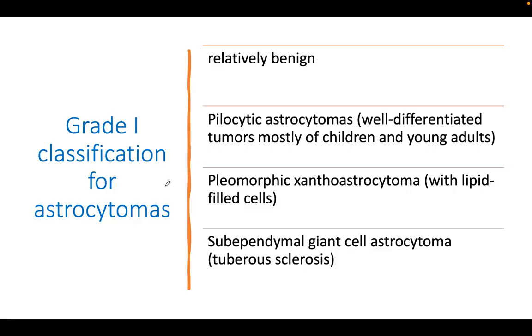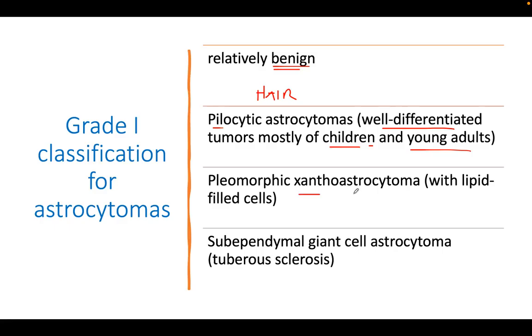Now, for the grade 1 astrocytomas, they are relatively benign. The pilocytic astrocytomas are well differentiated. We usually see them in the younger age group, so children and young adults. Now, I just want to mention the pilocytic. Pilo means hair, hair-like structures. When you look in the microscope, you're going to see the hair-like structures, which is meaning pili or hair.